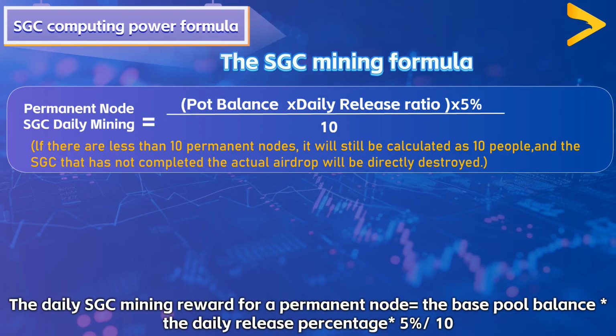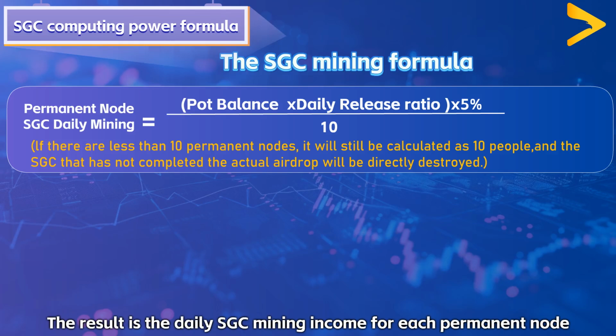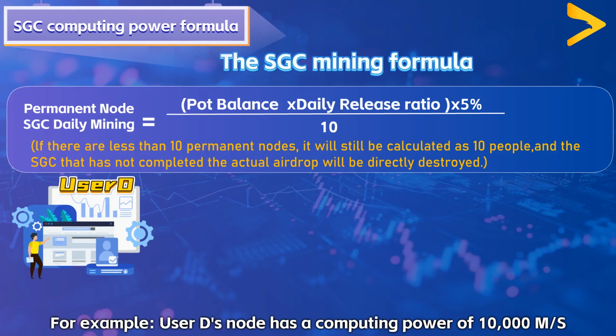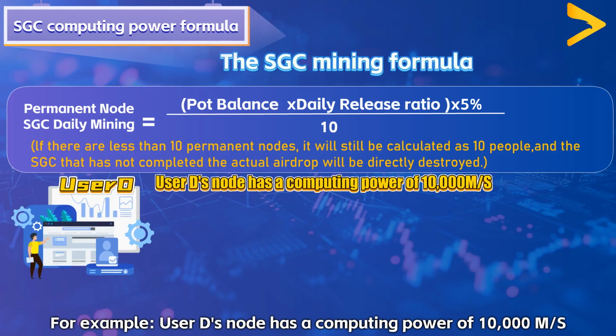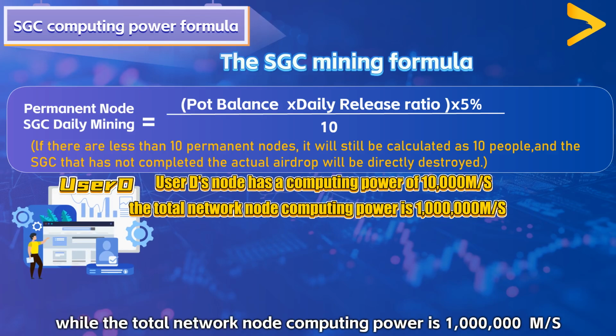The daily SGC mining reward for a permanent node equals the base pool balance multiplied by the daily release percentage multiplied by 5%, then divided by 10. The result is the daily SGC mining income for each permanent node. For example, user D's node has a computing power of 10,000 gigabytes per second, while the total network node computing power is 1 million gigabytes per second.